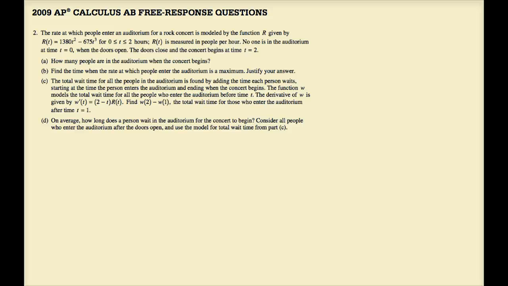Letter A asks, how many people are in the auditorium when the concert begins? Well, we're given a rate function.